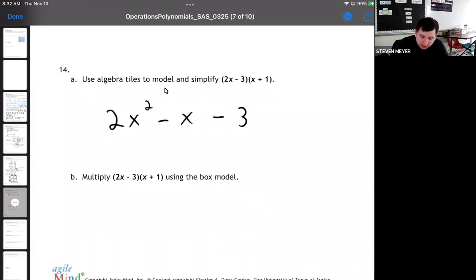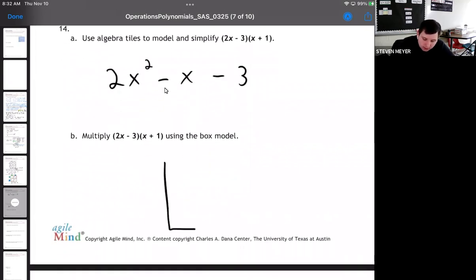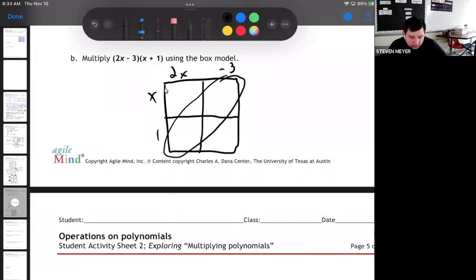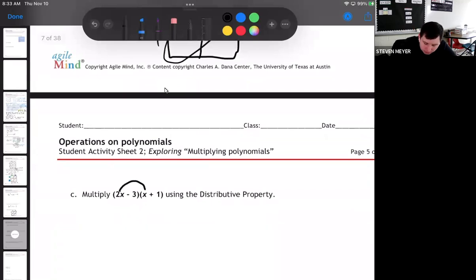Okay, so right now solve this, but using the box method for b. So set up your box. And in this case, you can put 2x and negative 3 on the top, x and positive 1 on the side. Multiply those together. Remember to combine your like terms, which will be the diagonals here. And then see if you get the same answer that we got for B. Do the same thing for C, but what you're doing is the double distribution. And then combining your like terms as your last step for this.